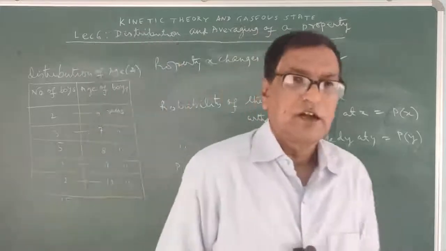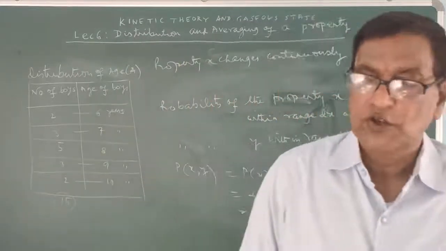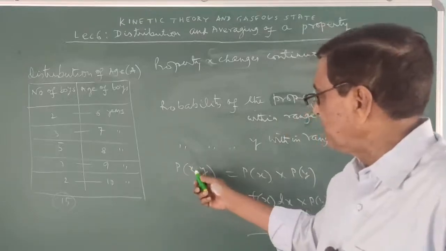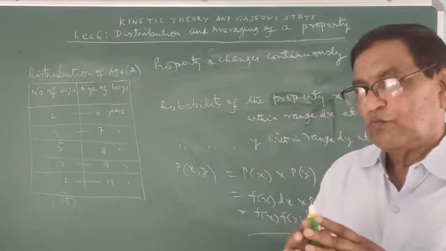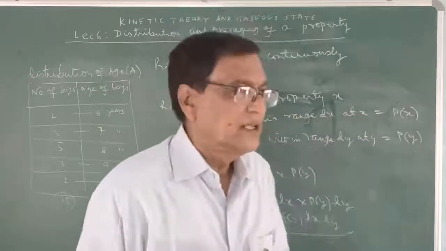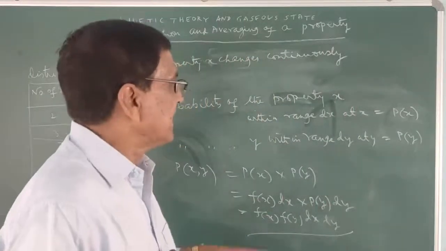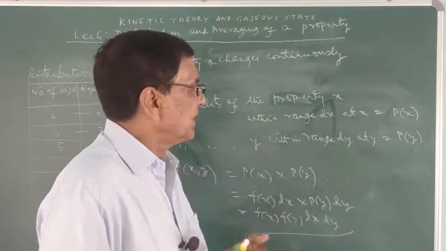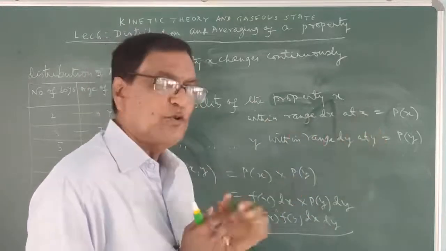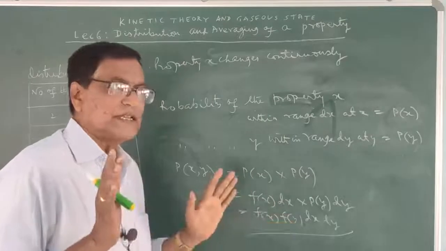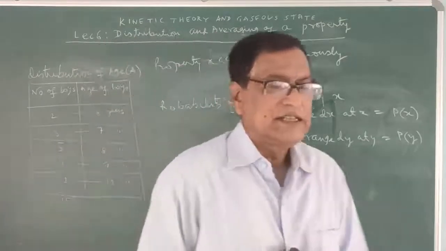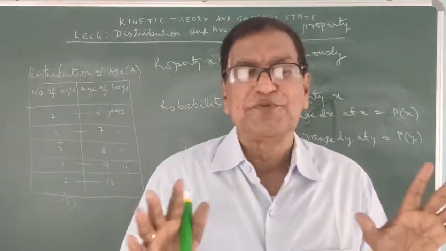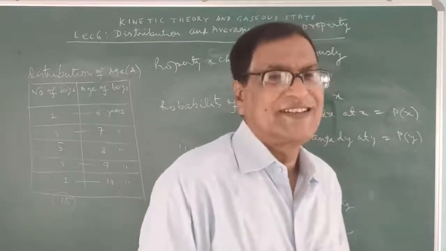In case of continuous properties also, and p(x,y) is the probability to have the values simultaneously, x within the range dx, y within the range dy, at this value x and the value y. So in a very small way, the distribution has been discussed.